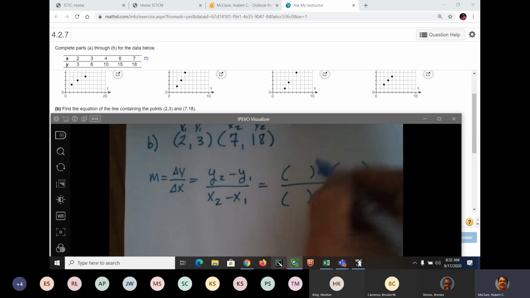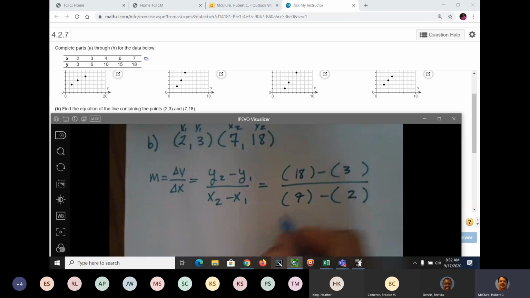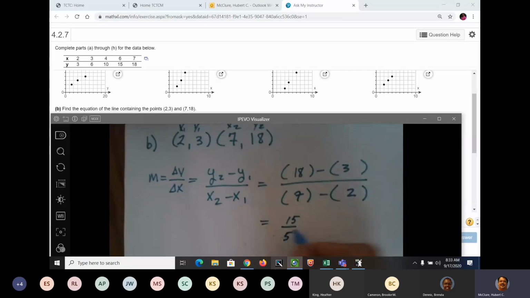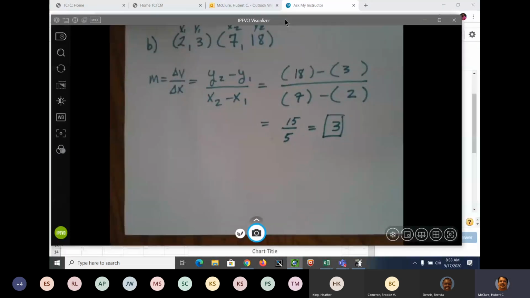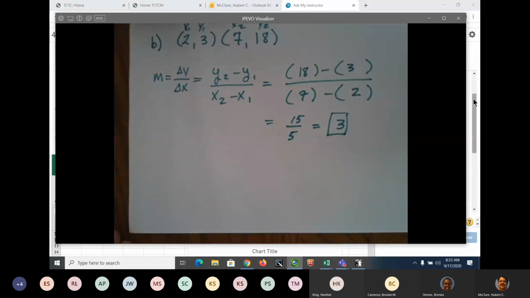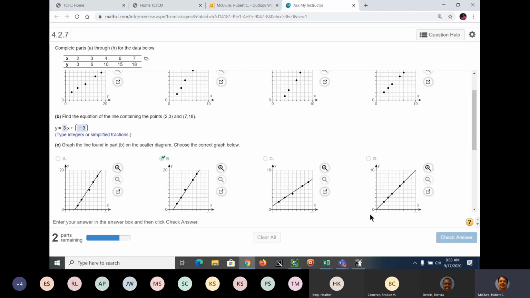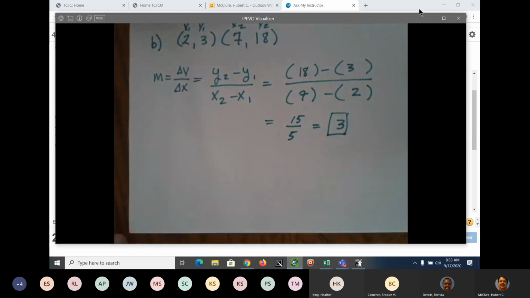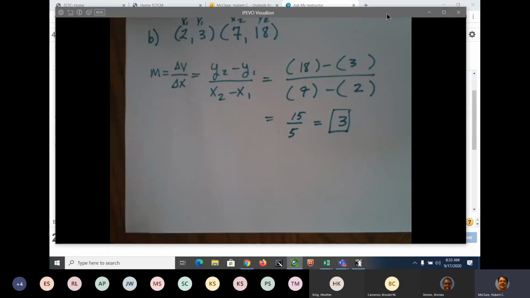Okay, so Y sub 2 is 18, 3, 7, and 2. 18 minus 3 is 15. 7 minus 2 is 5. So our slope is equal to what? 3. And we feel good about ourselves. Now what?